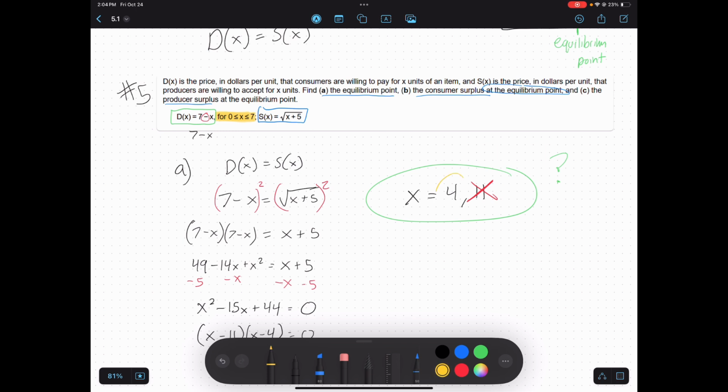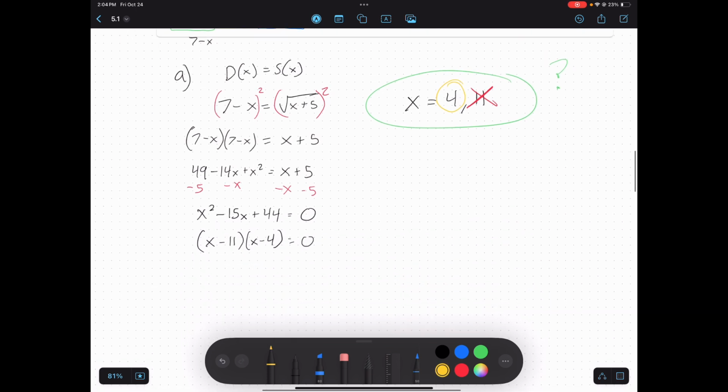That leaves me with only one option. My equilibrium point is at x equals 4. That's going to be my quantity that I'm going to use. It's not a price value, it's a quantity, because that's what we set x as. X is my quantity. So that means I'm now ready to calculate my consumer and producer surplus.